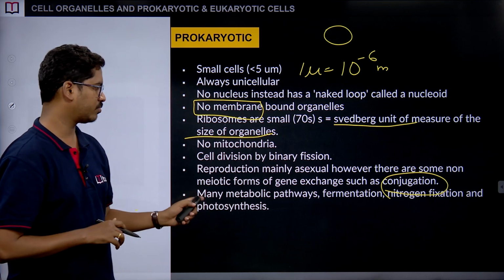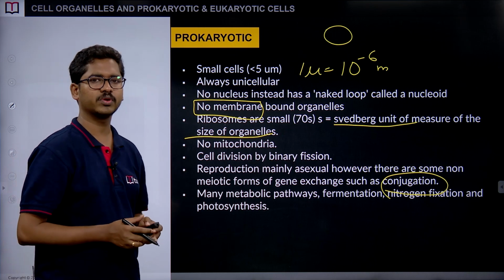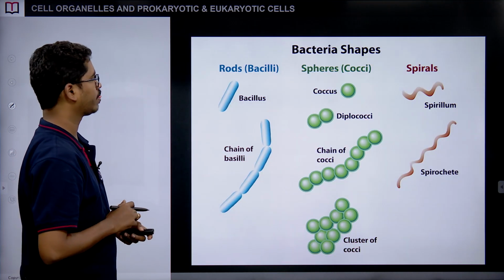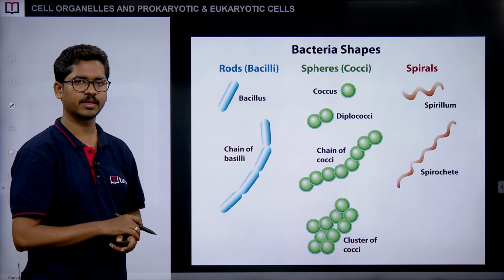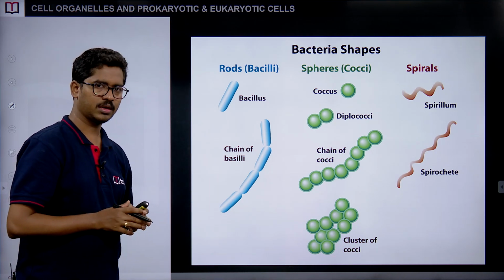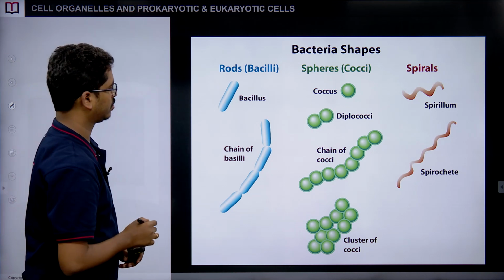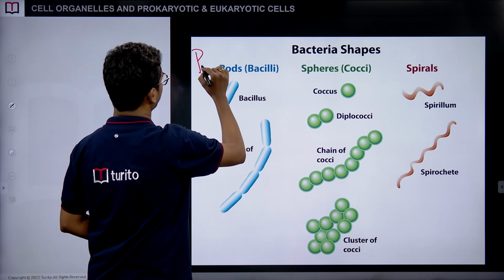So, many metabolic pathways, fermentation, nitrogen fixation, photosynthesis are occurring here. In this particular one, you would see them happening, like I mentioned. These are all the types of bacteria that you would see, and they are all of prokaryotic types. Okay, they are prokaryotes.